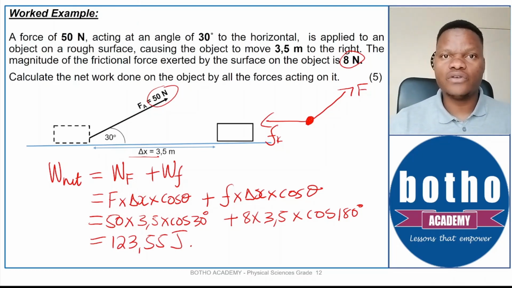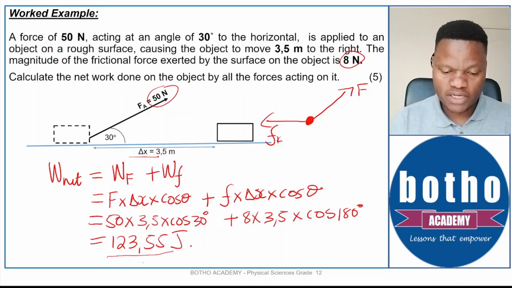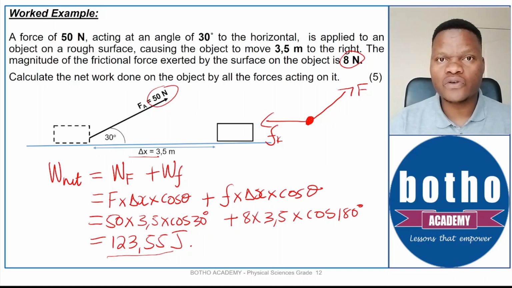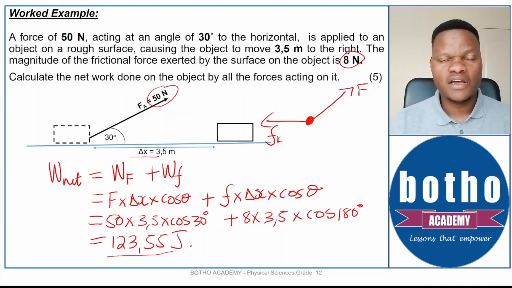Now the challenge to you would be to go and try to use the other method that we explained in the previous slide and see whether you get the same answer, which is 123.55. Of course, the decimals might differ a little bit because of the rounding off and so on. You could try and find F net first and then use it in the formula: W net is equal to F net multiplied by delta x multiplied by cos theta. This is just one of the two strategies that can be applied. So try and do this and see whether you get the same answer there.